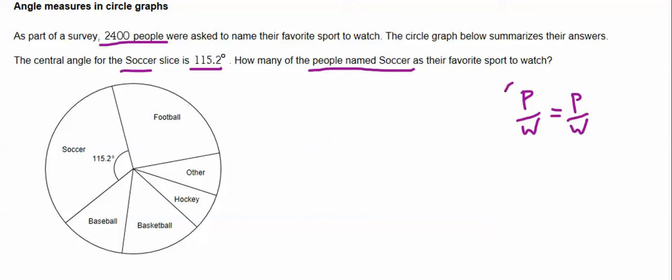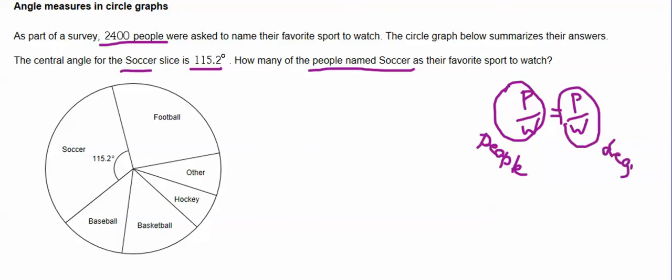So, on one side, they gave us a question and a total number of people surveyed. So on one side, we're going to use information for people. And on the other side, we have a part for degrees that belongs to soccer. You see it here in the circle. And we also know the whole is 360 degrees. So this other side of the proportion is going to be degrees. Okay, so we have our shell there, part to whole equals part to whole, people on one side, degrees on the other. Now we're going to set it up with our numbers.